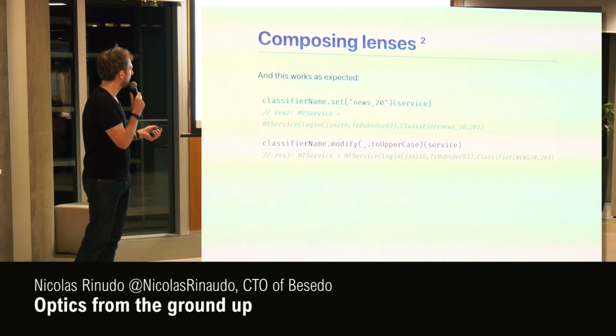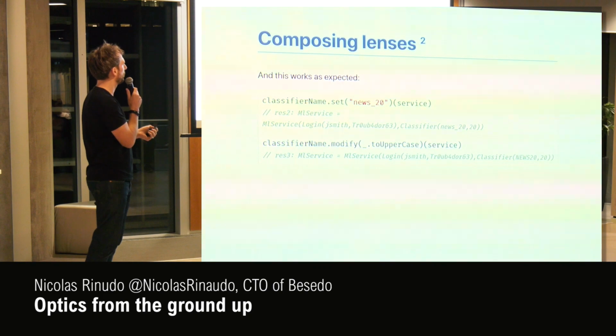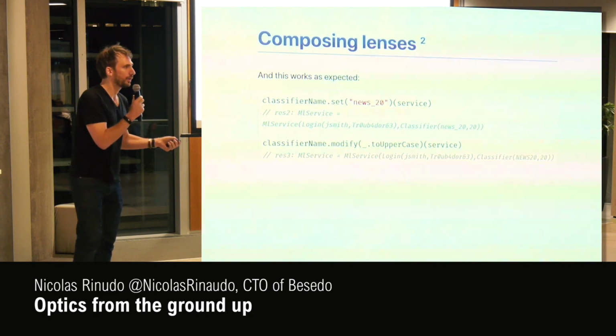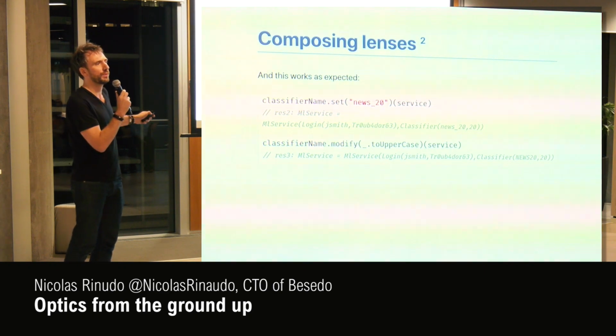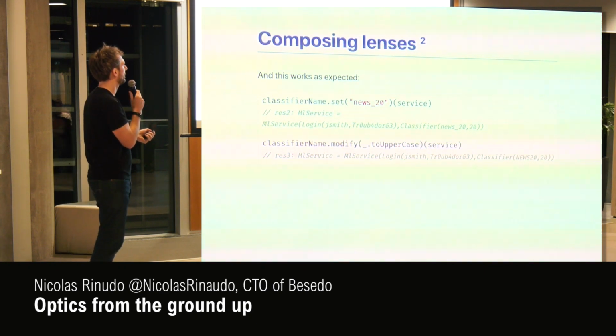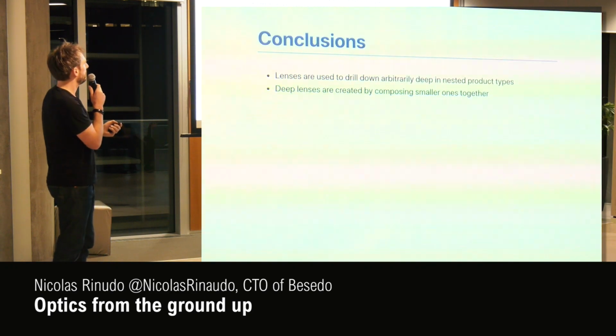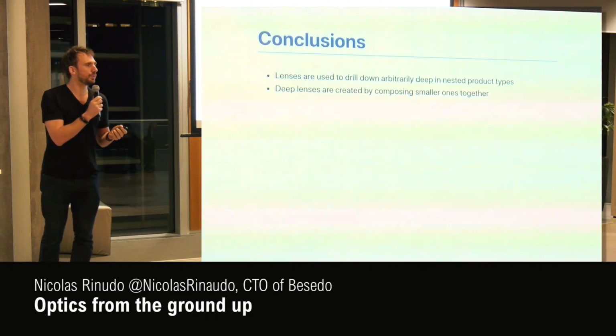And now, finally, we get to something that's a bit more pleasing. This is how we do now the whole mess of lines of code that we had before with the copy constructor and everything. And you can modify it, and you can see if I uppercase everything that's in it, then the classifier name is uppercase. And that is pretty much all you need to know about lenses.